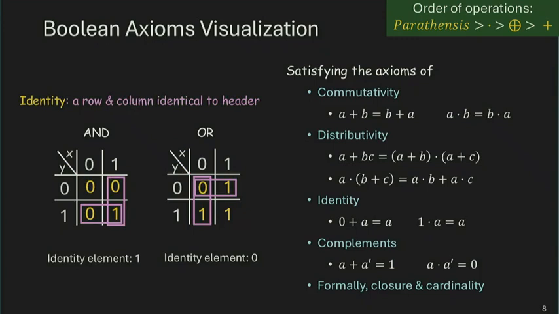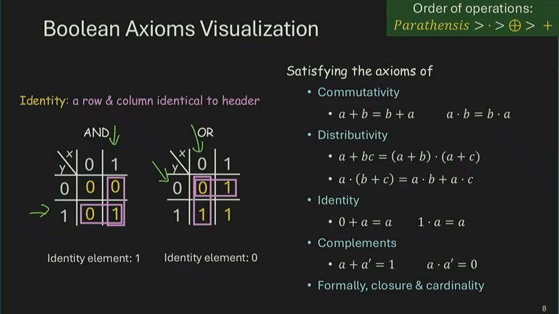Identity. Well, each gate has an identity element. For AND gate, that is element number 1, or element 1. For OR gate, it is element 0. Identity element, when you take that through the AND gate with any other input variable, with 0 should give you a 0, with 1 should give you a 1.